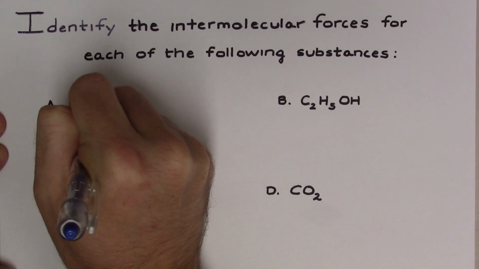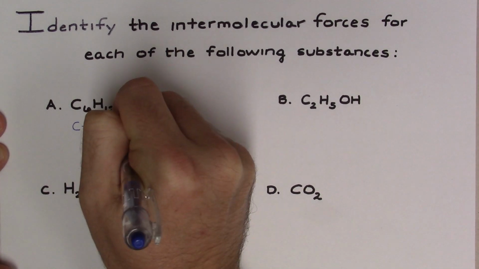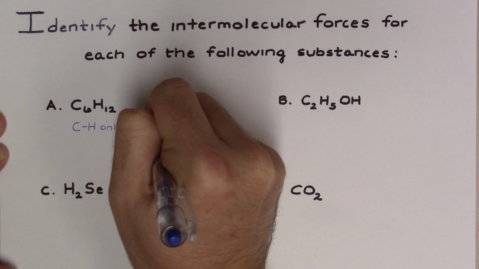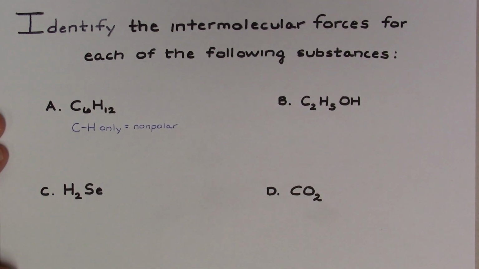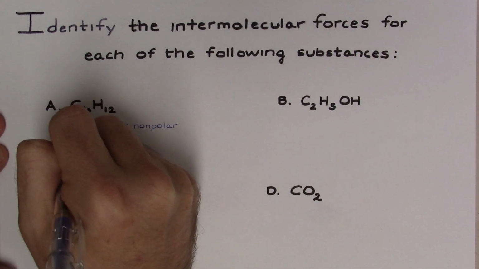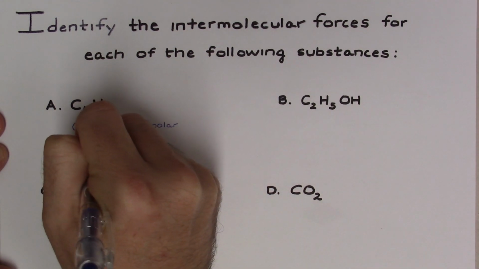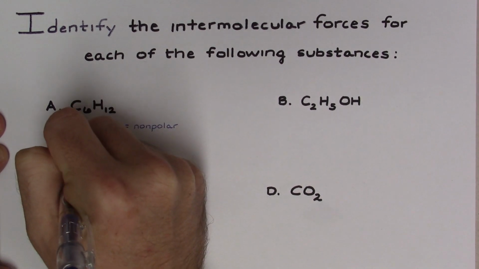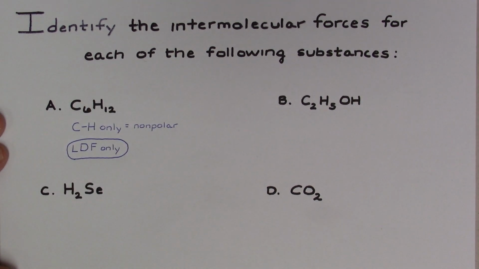So for our first species, which is C6H12, we must remember that the CH only compounds are always nonpolar. This means that they will not have a dipole moment, and they cannot have a dipole-dipole for their intermolecular forces. Also, because it does not have oxygen, nitrogen, or fluorine, it can only have London dispersion forces. This is the only intermolecular force between neighboring molecules.